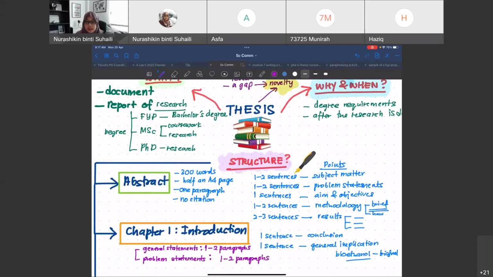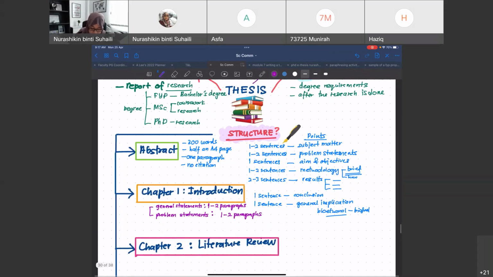For example, in a thesis, the methods: you have done the work, so of course you have to use past tense, not future tense. In a proposal, the things have not been done yet. So the methods should be in future tense, okay?